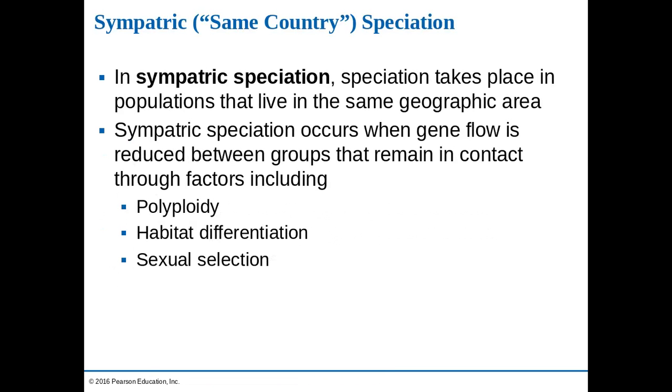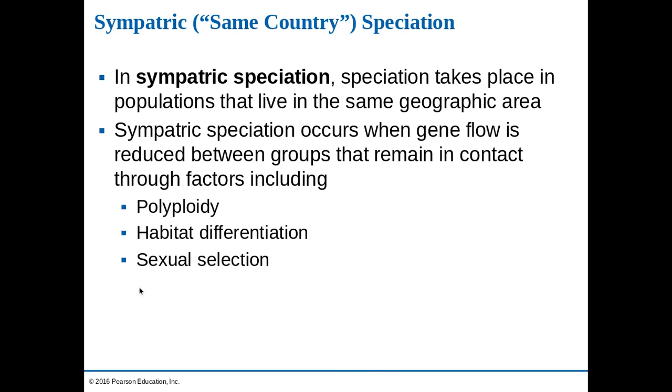So, in contrast to allopatric, different country speciation, we also have sympatric, same country speciation. And this is when speciation takes place in a population that lives in the same area. So, there's no barrier. But for some reason, there's a reduced gene flow between the groups, even though they're still in contact with each other.